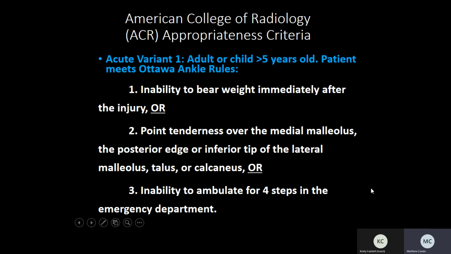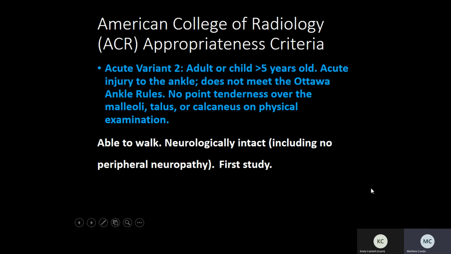This is straight out of the ACR criteria. You guys remember that from last semester? Again, if I have an adult or a child over 5 years, I'm going to use those Ottawa ankle rules. Okay, so just be aware of those. Again, if I'm not able to walk on it, probably should get some x-rays done.